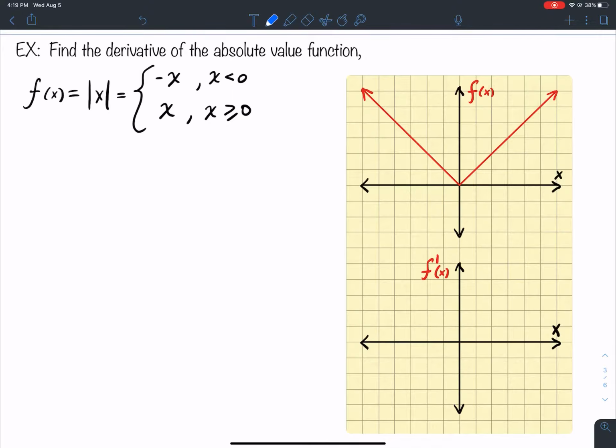All right, now I want to figure out the derivative. So I need to break this thing up into cases. Since it's a piecewise, I need to consider 3 cases. Case number 1, x is less than 0. So we're dealing with values over here. So what does the slope of the tangent line look like on the left side of this graph here? So if we're considering the left side of this graph, then we're considering this part of the function here, negative x. So I need to take the derivative of negative x.